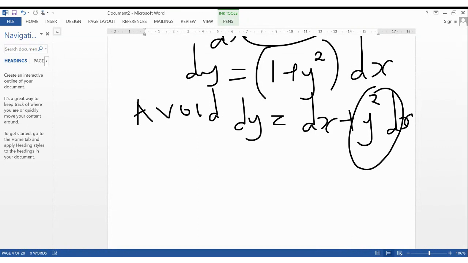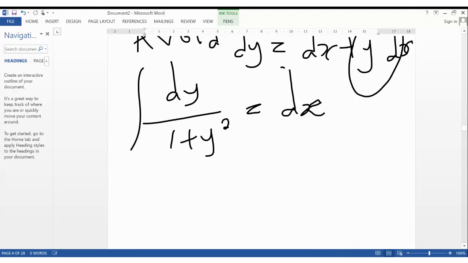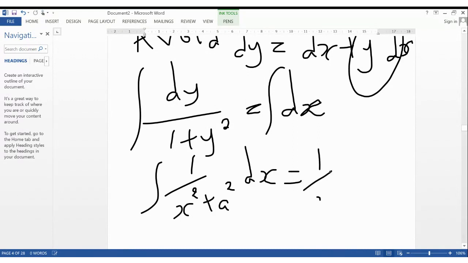Then I'll recommend you bring this one to the other side. So you'll have dy all over 1 plus y squared is equal to dx. So take the whole of that function to that other side. Then we do the integration now. When you integrate this one, Florence, I hope you remember. You will need to go back to calculus: the integral of dx over x squared plus a squared is 1 over a tan inverse of x over a. That's what we are getting, tan inverse.